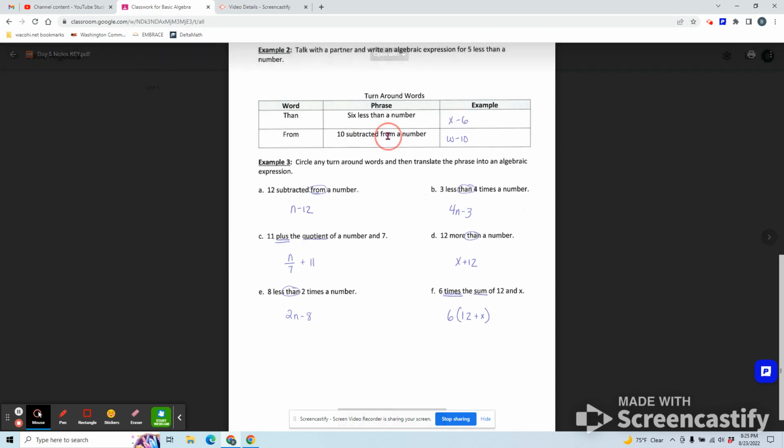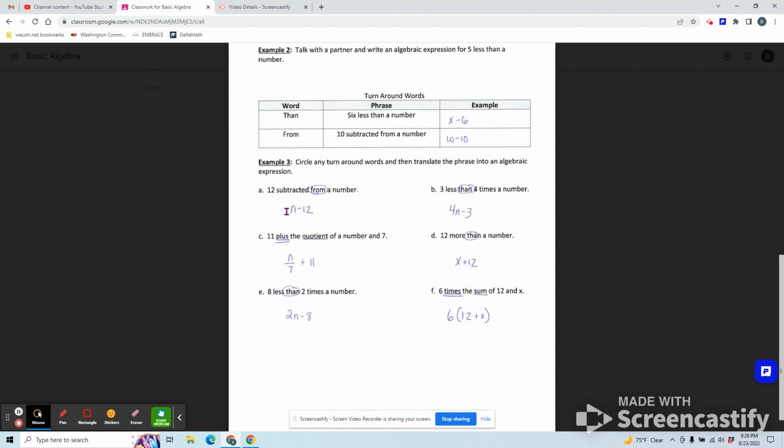10 subtracted from a number. I'm taking 10 from some number, not 10 minus w, the number minus 10. So down here, I circled the turnaround words, which are these 2, and then I translated it into an algebraic expression. 12 subtracted from a number. Here's my number, and I'm just subtracting 12 from it. I don't know what that number is. I'm choosing the letter n.